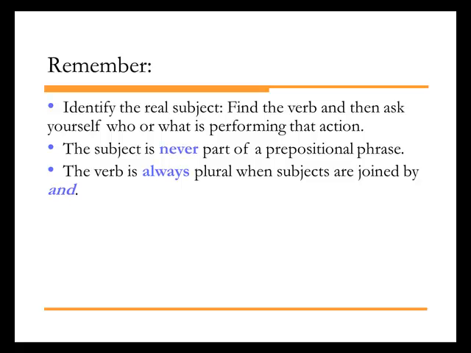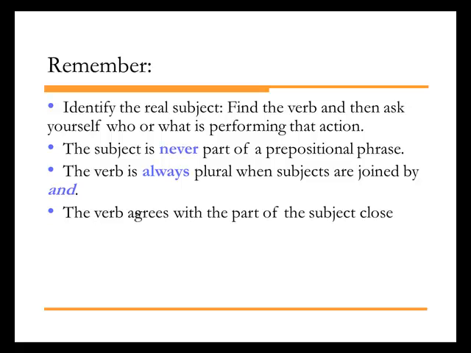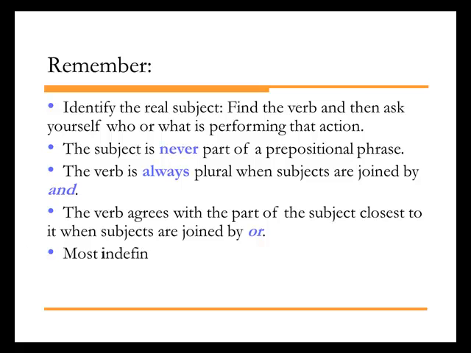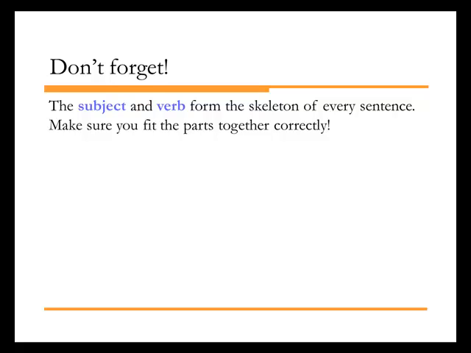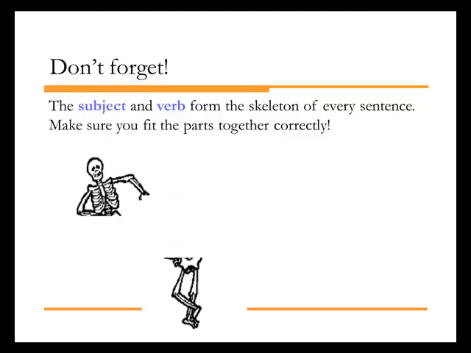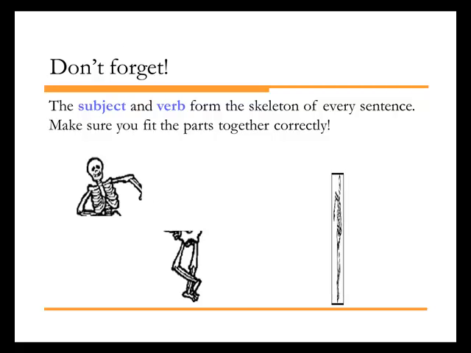The verb is always plural when subjects are joined by and. The verb agrees with the part of the subject closest to it when subjects are joined by or. Most indefinite pronouns are singular and will take singular verbs. Relative pronouns can be either, who, which, and that. Don't forget, though, the subject and verb form the skeleton of every sentence. So you need to make sure that you fit the parts together correctly.